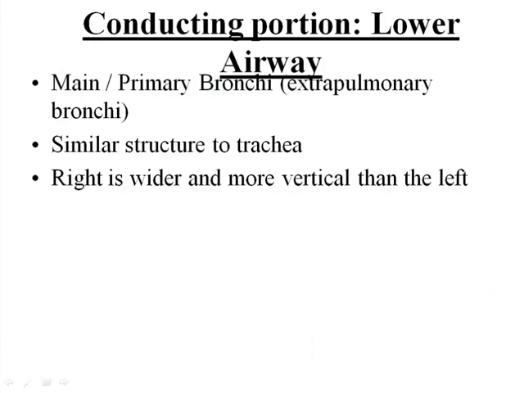Now here, the conducting portions. From the branching of the trachea, from the bronchi to the alveolus, that portion is called the lower airway, as distinct from the upper airway, or upper portion of the respiratory system. So from primary bronchi to alveoli, that system is called the lower airway portions or conducting portions of the respiratory system. It is also called the main bronchi or primary bronchi or extrapulmonary bronchi.